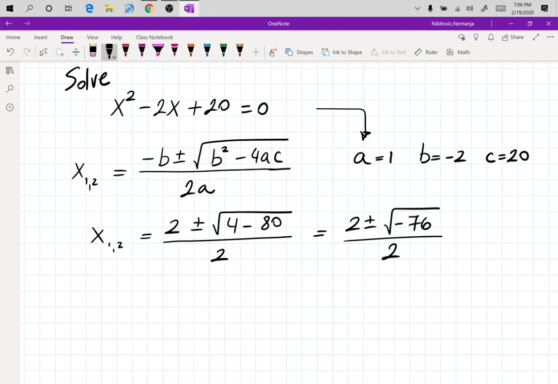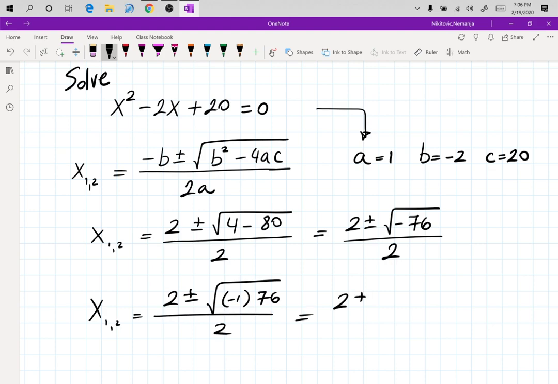Now, for the square root of negative 76, first what we do is we split this. So we have 2 plus minus, we split this as negative 1 times positive 76, over 2. And that is 2 plus minus i times the square root of 76, over 2. Now, is 76 divisible? Yes, it is. 76 is divisible by 4. It's 80, 20, 19. It's 19.